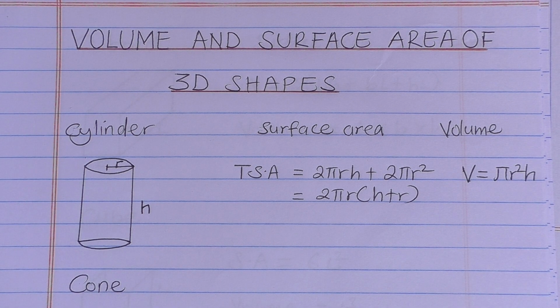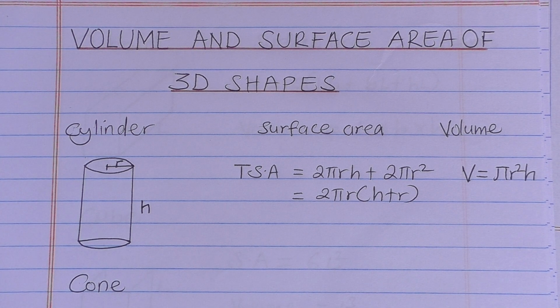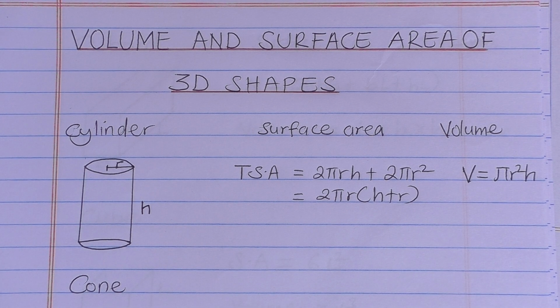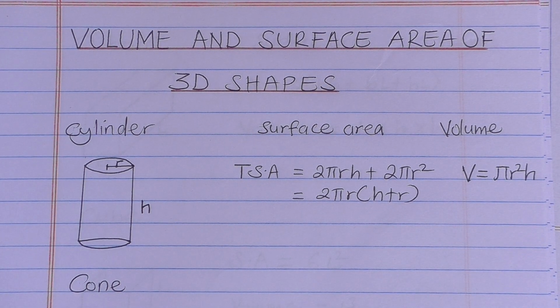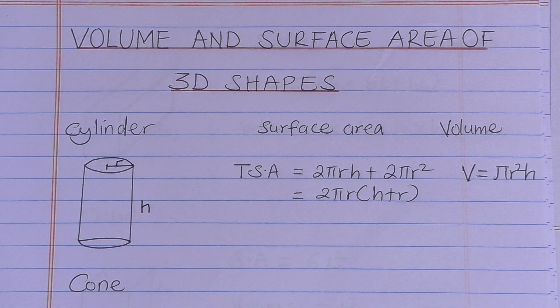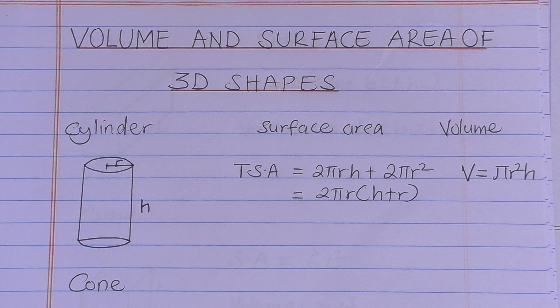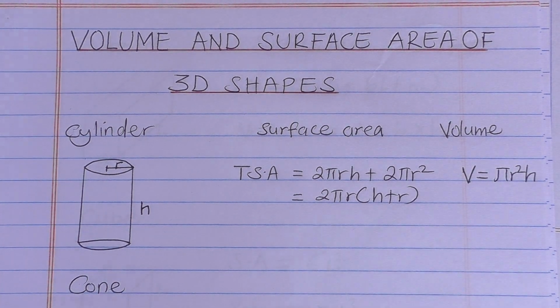In this lesson, we shall be looking at how we get volume and surface area of the 3D shapes. The 3D shapes are shapes with all 3 dimensions, which I mean it has the length, the width, and the height. So among the 3D shapes, we have the cylinder.